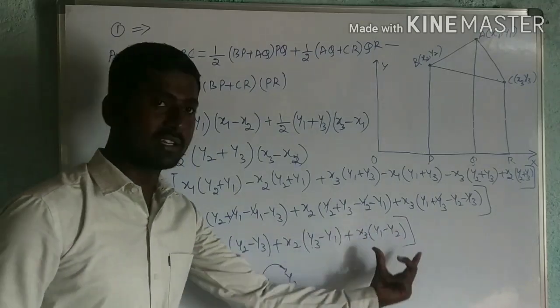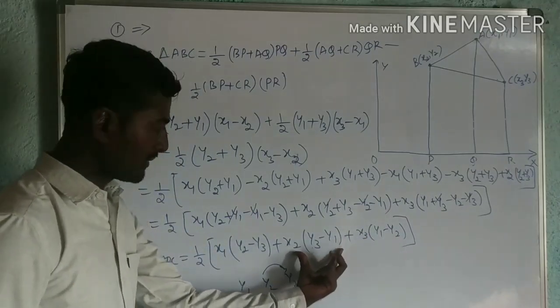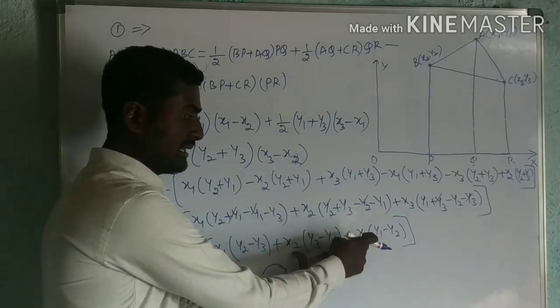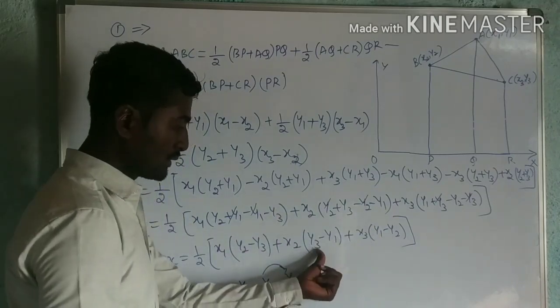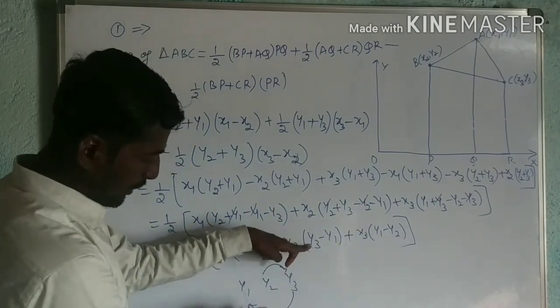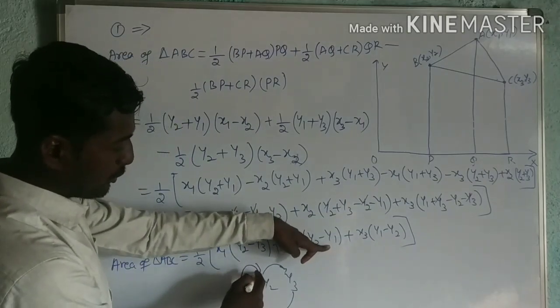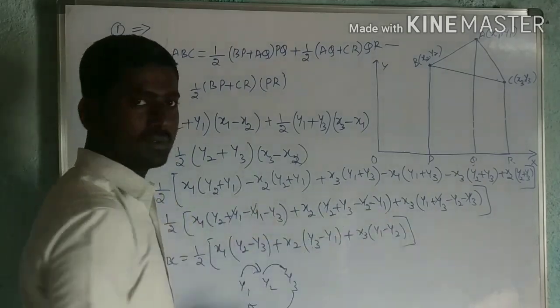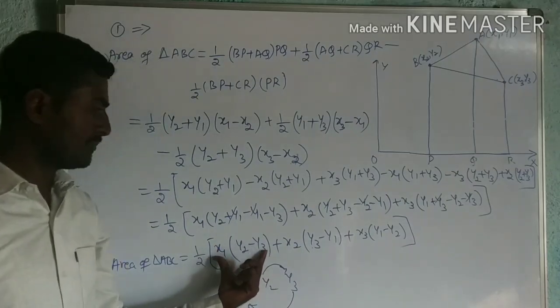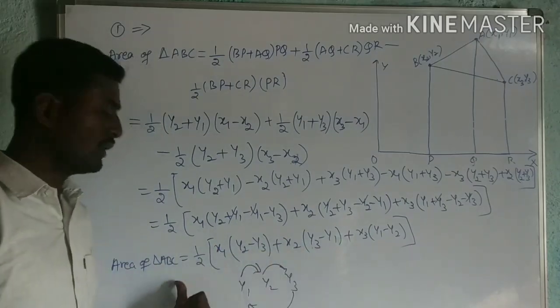Then I will go for the third term. So see the second term again. x2 onwards, x3 written. So y3. After y3, y1. After y1, what is the term? y2. So after y1, y2. Okay. So if you remember the first term, it is enough to write the whole formula.